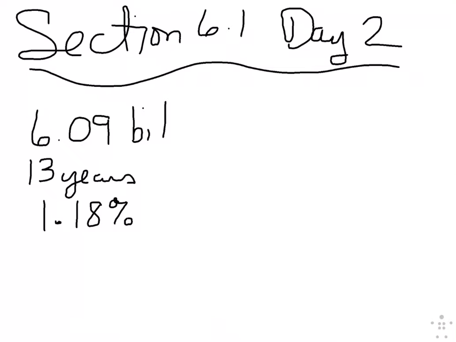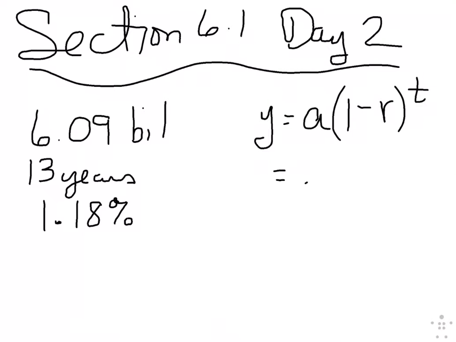So this is where yesterday I gave you those 2 formulas and I asked you guys to think about which one was growth and which one was decay. Right? So we had Y equals A(1 minus R)^T and Y equals A(1 plus R)^T. Let me reread this one again and tell me which one of the 2 are we going to use. Are we going to use growth or are we going to use decay? When it says that the world population was about 6.09 billion, during the next 13 years the world population increased by 1.18%. So we're going to use the bottom one, right?